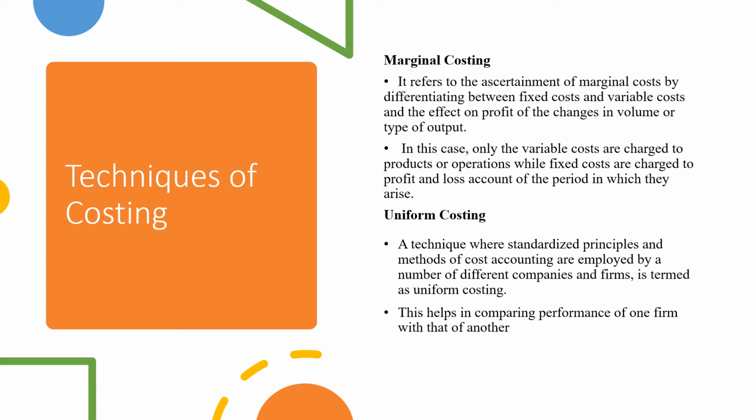Marginal costing refers to the ascertainment of marginal cost by differentiating between the fixed cost and the variable cost. This technique of costing shows us a difference between the fixed cost and variable cost. The fixed cost portion is not charged to the production cost. Only variable costs are charged to the products, while the fixed costs are charged directly to the profit and loss account of the period in which they arise.